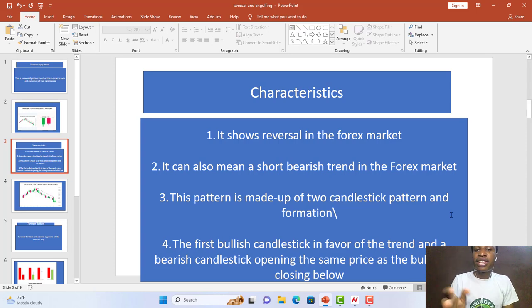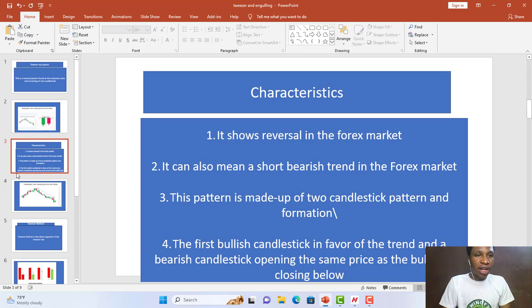This pattern is made up of two candlestick formations. It's made up of two candlesticks. That's just what it simply means.